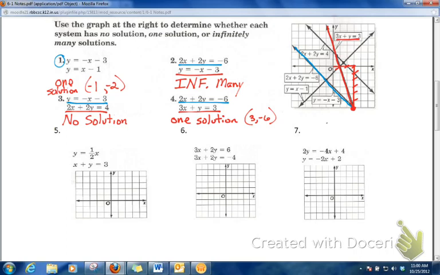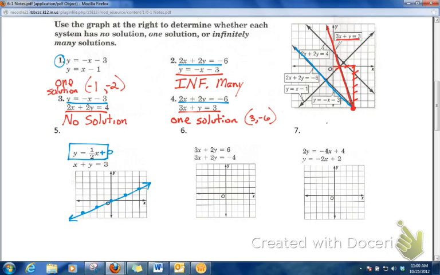First problem, number 5, looks like this equation is already solved for y. I'm going to do it in blue. It says y equals 1/2 x plus 0. So we're going to graph it. It starts at 0, and then its slope is up 1, right 2. Up 1, right 2, or down 1, left 2 would be the exact same. Down 1, left 2.